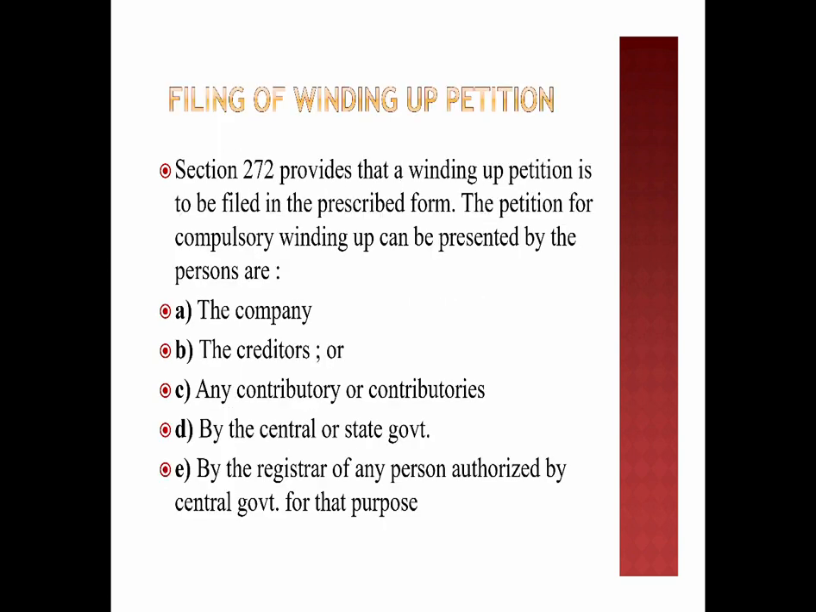Filing of winding up petition. Section 272 provides that the winding up petition is to be filed in a prescribed form. The petition for compulsory winding up can be filed by the company, the creditors, any contributory or contributories, by the central or state government, or by the registrar or any person authorized by the central government for that purpose.